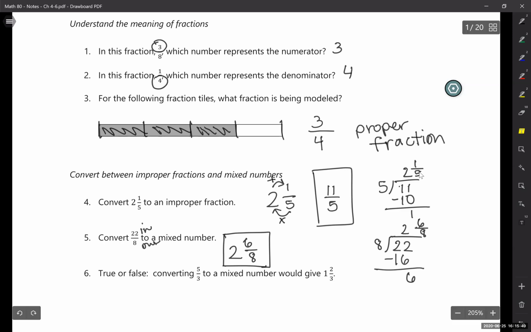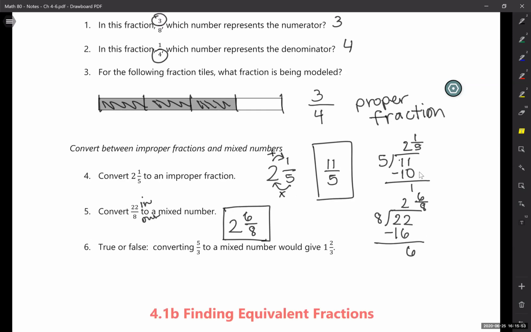Okay, last one in this part, true or false: converting 5/3 to a mixed number would give 1 and 2/3. Well, they gave us both answers. So you decide how you like to check it. Do you want to take the 1 and 2/3 and change it into an improper fraction? That's what I'm going to do. Or do you want to do the division with the 5/3?